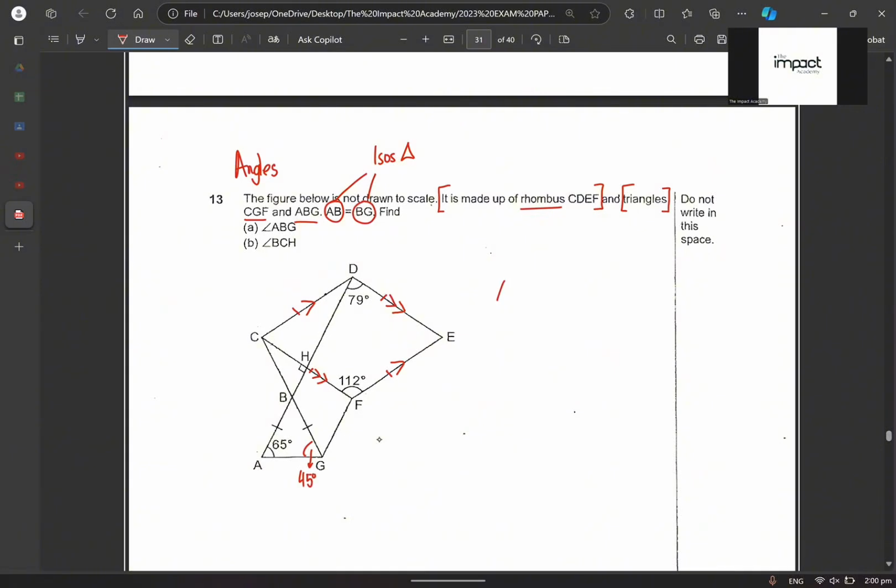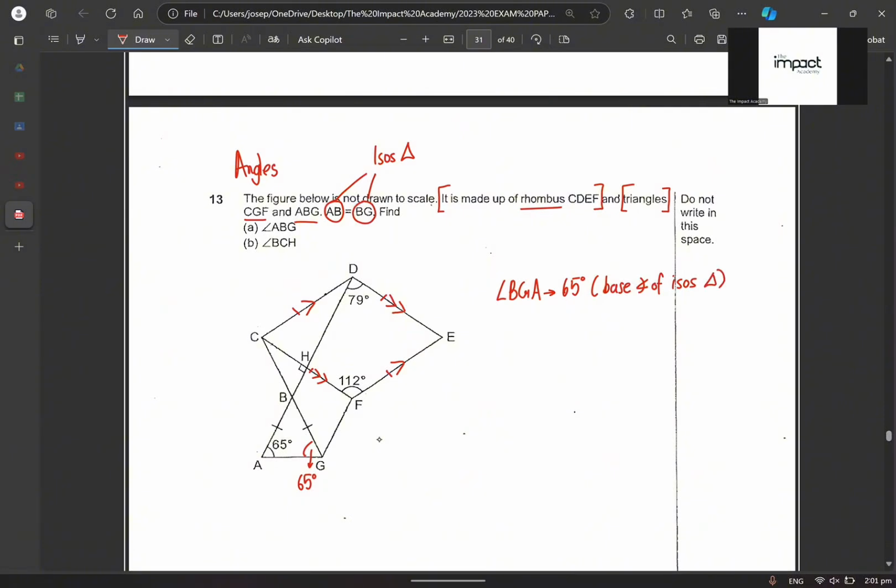So you might want to write this down first. You see that BGA equals 45. Sorry, not 45, I apologize, 65 degrees. That's my bad. So we know that this is 65 degrees. How do I know that 65? Because this is what we call the base angle of an isosceles triangle.